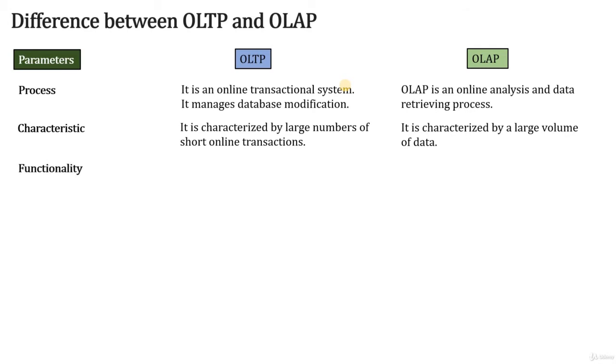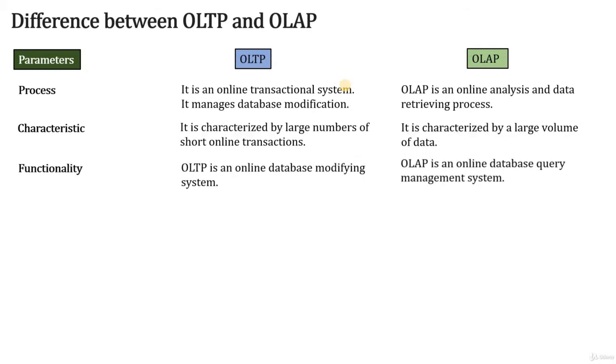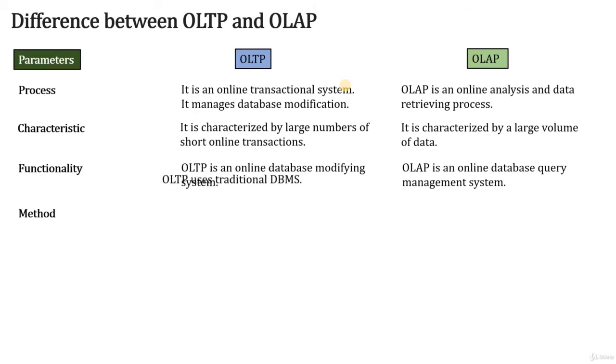The third parameter is functionality. OLTP is an online database modifying system, and OLAP is an online database query management system. You are manipulating the data online and at the database level, but OLAP is online for the query management system. The next parameter is method. OLTP uses a traditional DBMS, that is, a database management system, but OLAP uses the data warehouse.